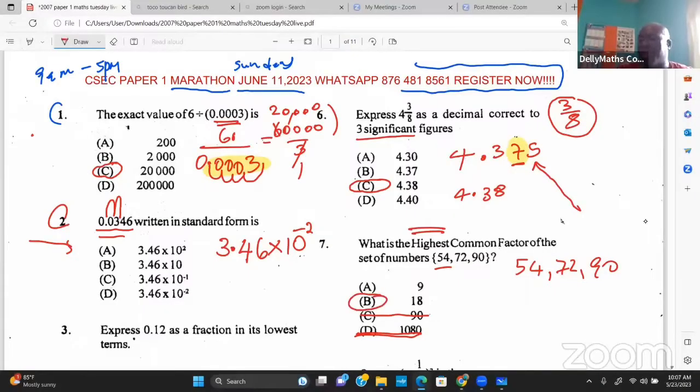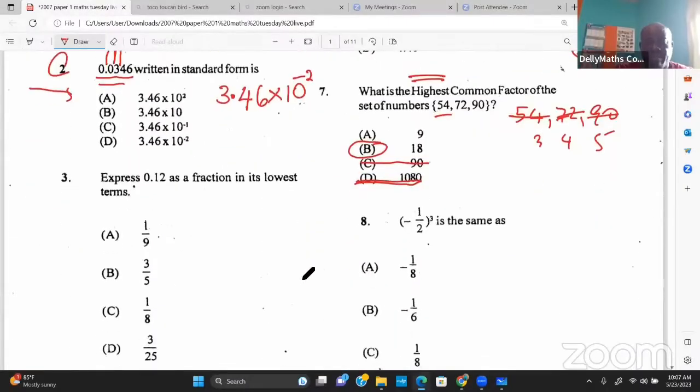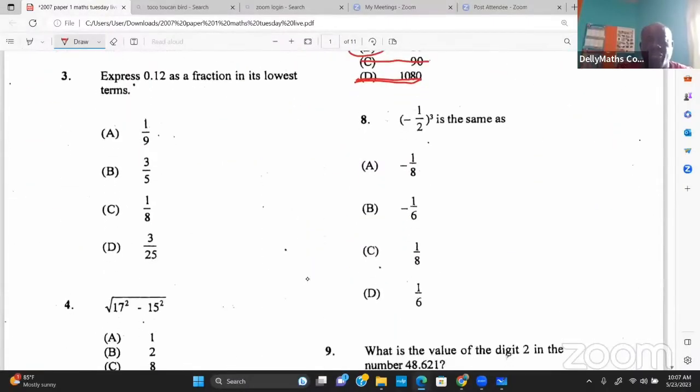Because 18 could go into this about 3 times, and it could go into that about 4 times, and this about 5 times. So 3, 4, and 5. Yeah. So 18 is the highest common factor there. All right, let's look at question 3.